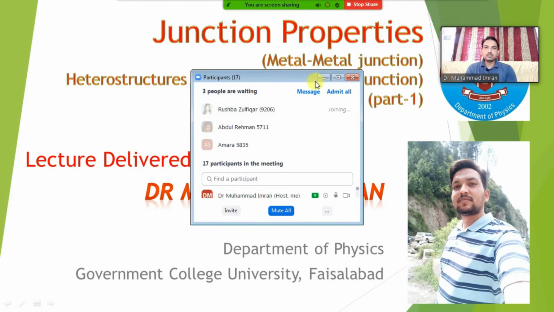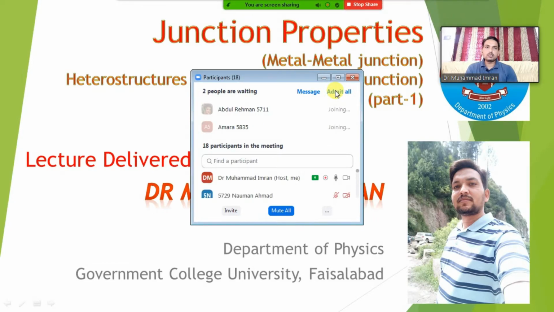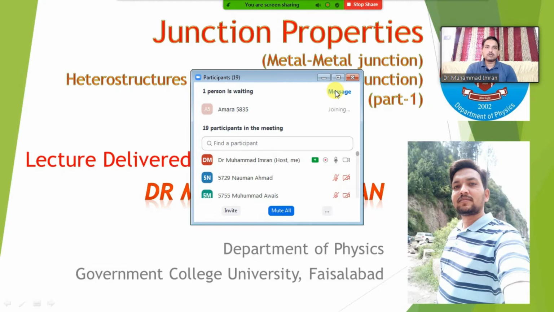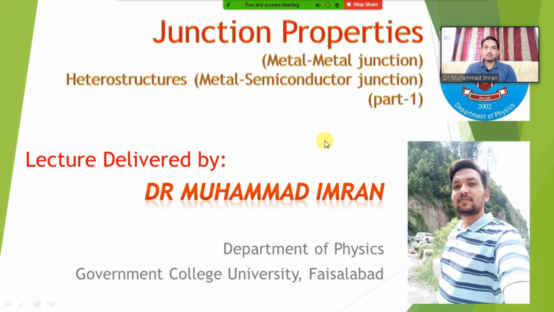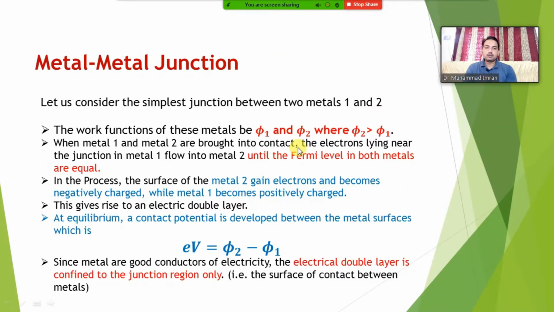Basically, we are aiming to focus on three types of junctions: the metal-metal junction, the semiconductor junction, and the metal-semiconductor junction, which is also called heterostructure. So we study these three junctions one by one in detail. First of all, we want to study what is a metal-metal junction.